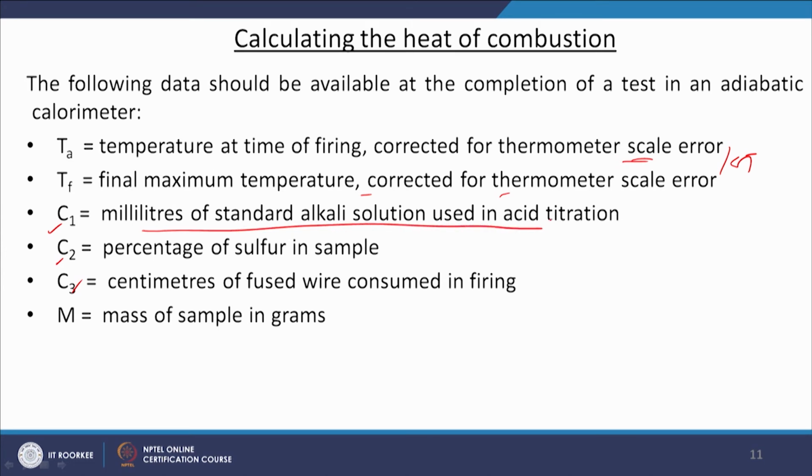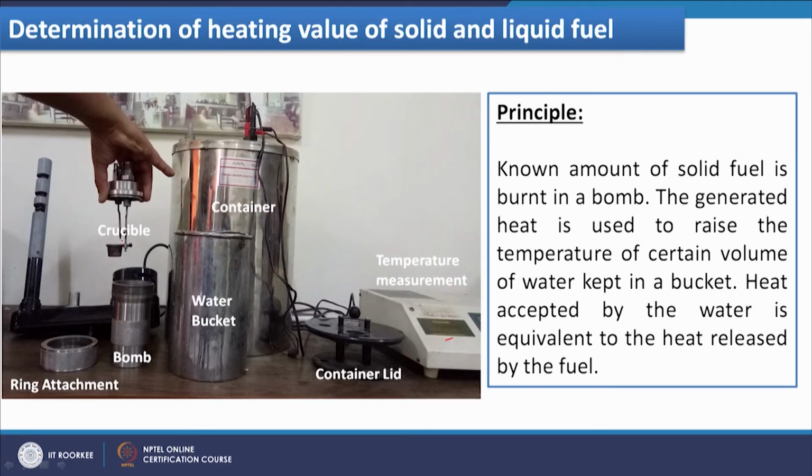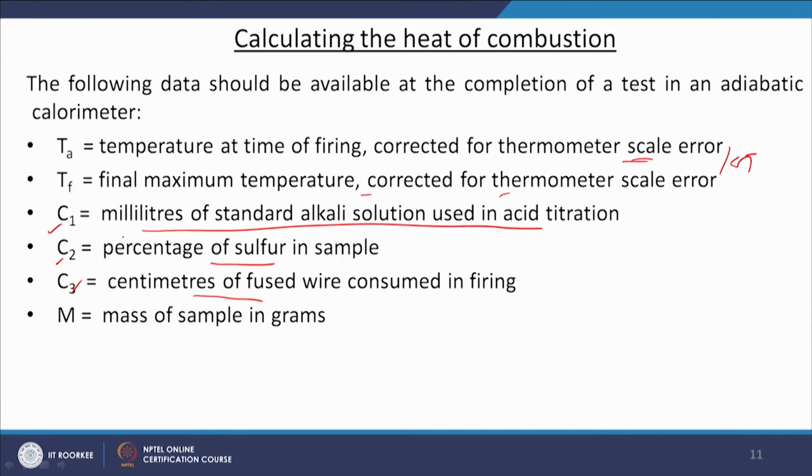that we can generate through the experiment, and C2 is the percentage of sulphur in the sample, which we can determine, and C3 is the centimeters of fused wire consumed in firing. So, before starting, we note the length of fused wire we are using, and after the experiment the length of the fused wire unburnt. That difference is the burnt or used length. Heat has been released from that, so we have to consider it for error correction. And m is the mass of the sample in grams, how much material we are using, which we can also calculate. So, this data we will be able to generate.